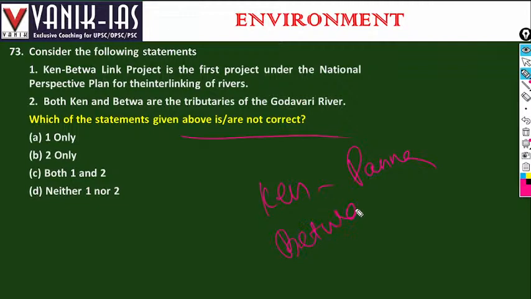Betwa is a river of Uttar Pradesh, UP. They are tributaries of Yamuna. It's not Godavari. So the second statement is wrong. One of the statements is the right answer.